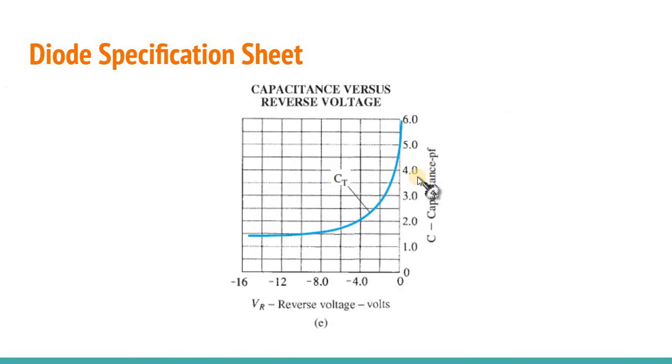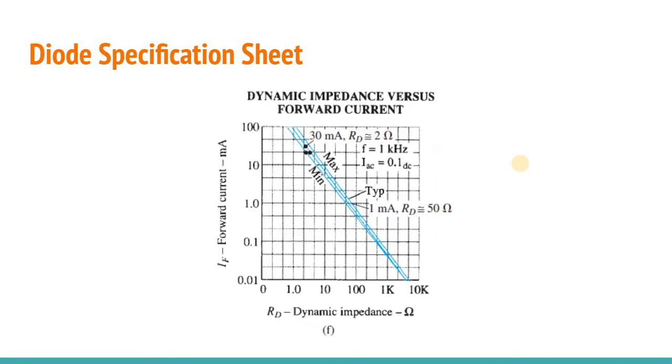So, kung tanan nato diri, with the increase in the reverse voltage, there's also an increase in the capacitance of the diode. Capacitance versus reverse voltage. And then, dynamic impedance versus forward current. Okay, so forward current, and then dynamic impedance, the R sub D, dynamic resistance.